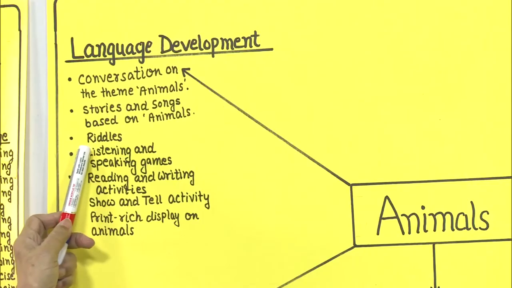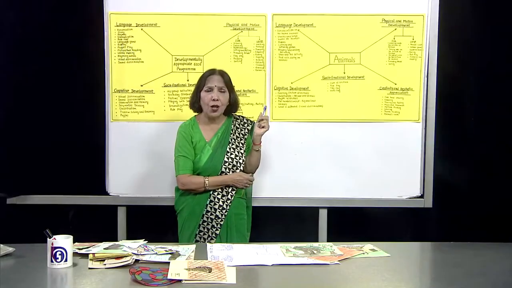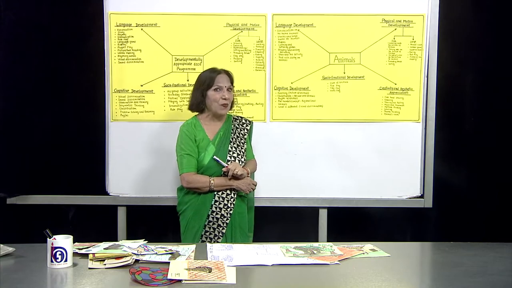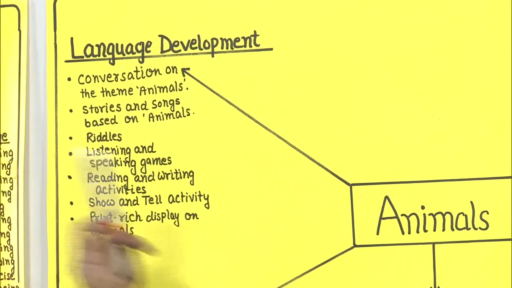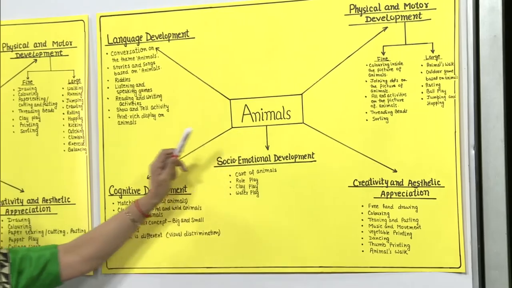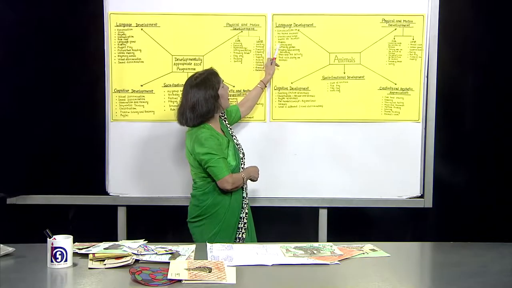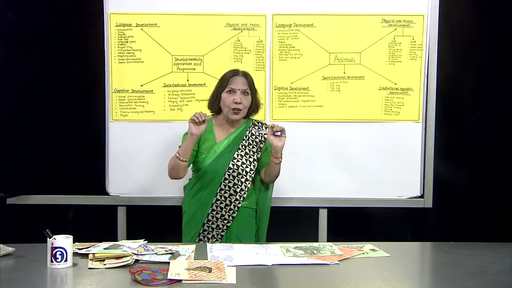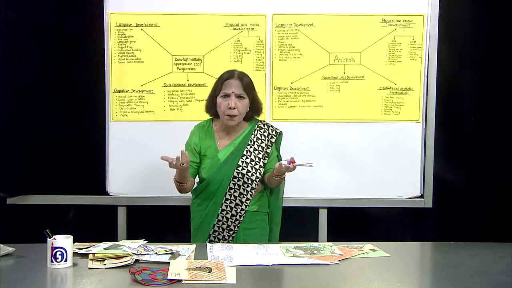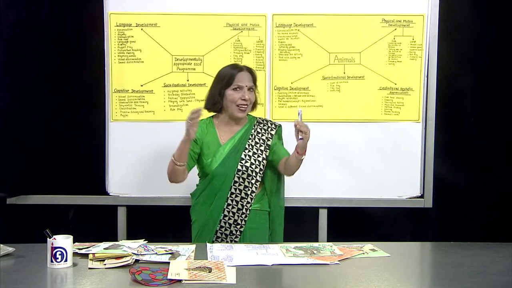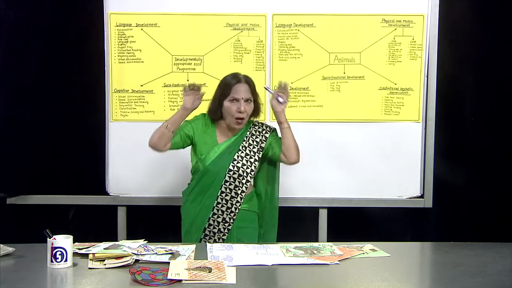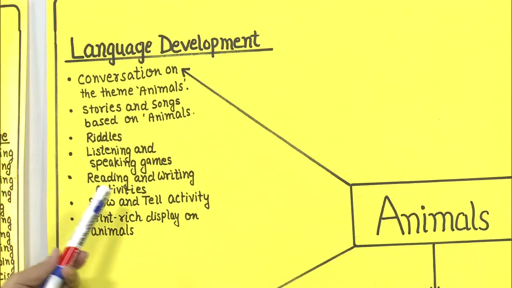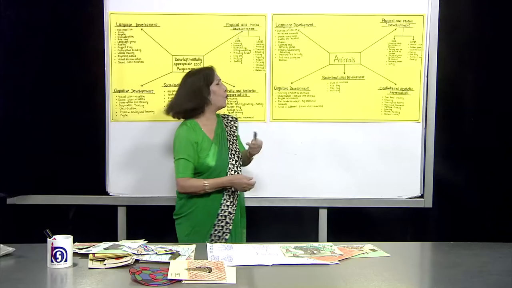Then riddles. I say meow, meow. Who am I? Yes, cat. So this type of riddles related to the animals. Okay. And then listening and speaking games. All the children come to me. How should we come? Come like cats. Meow, meow, meow. All these are language games. So this type of games you can provide to them.